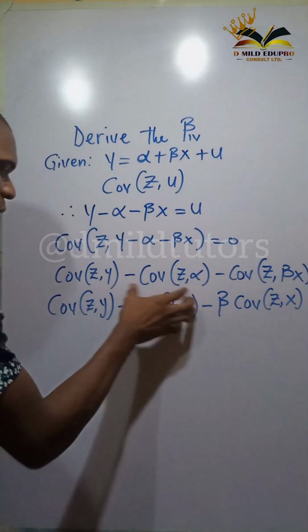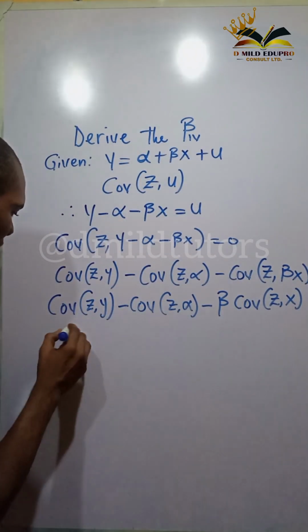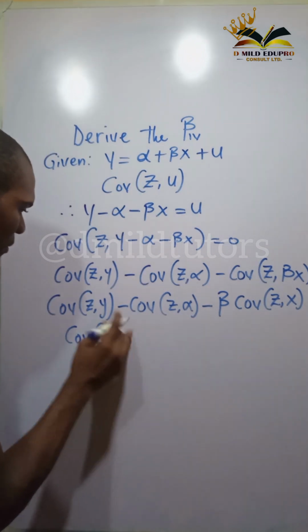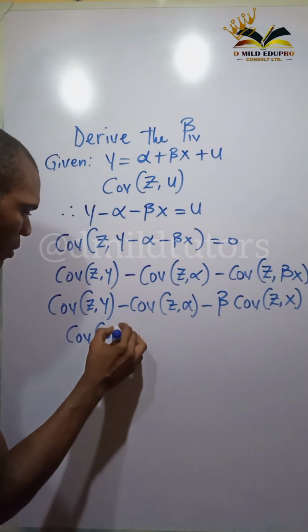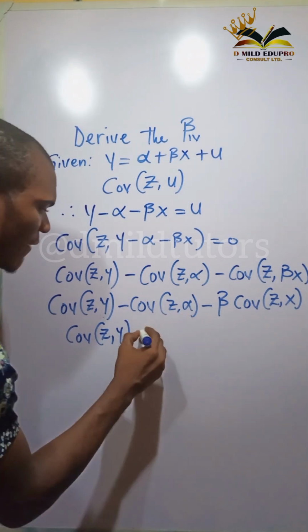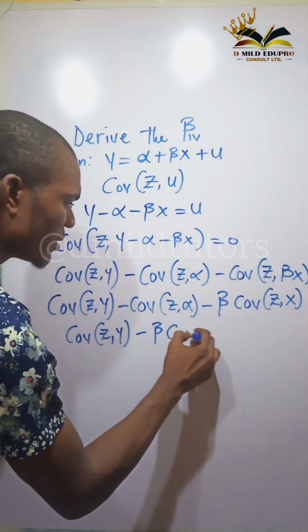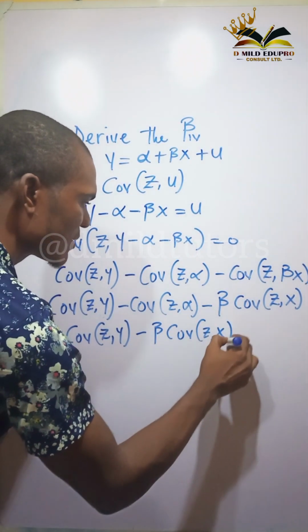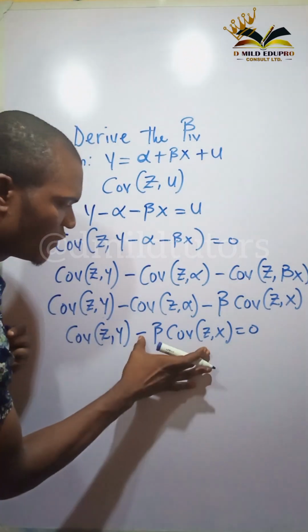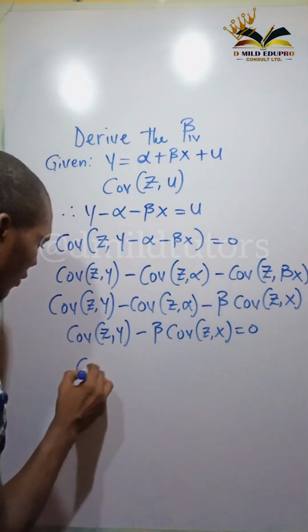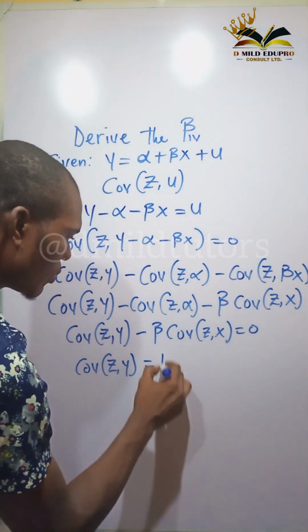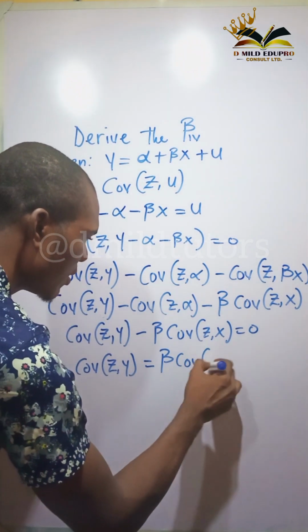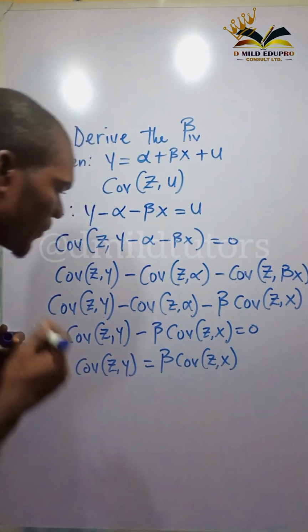Now whatever we did here is part of the property. Then recall that this is 0. So you are left with the covariance of z comma y, then minus beta covariance of z comma x equal to 0. So we have to move this to the other side. So we now have the covariance of z comma y equal to beta covariance of z comma x.